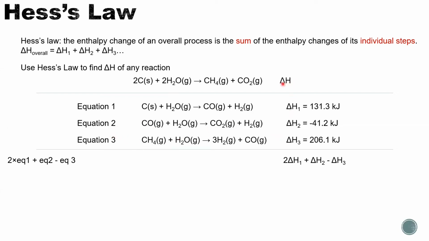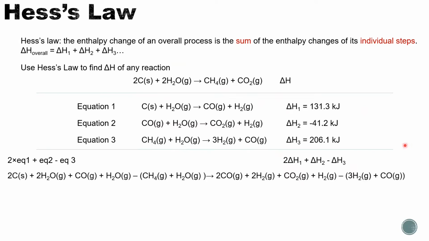So the final delta H will be 2 times delta H1, plus delta H2, minus delta H3. Let's do the calculation of the 3 individual steps to see if the water also matches the one in the target equation. I'll just write it out here.